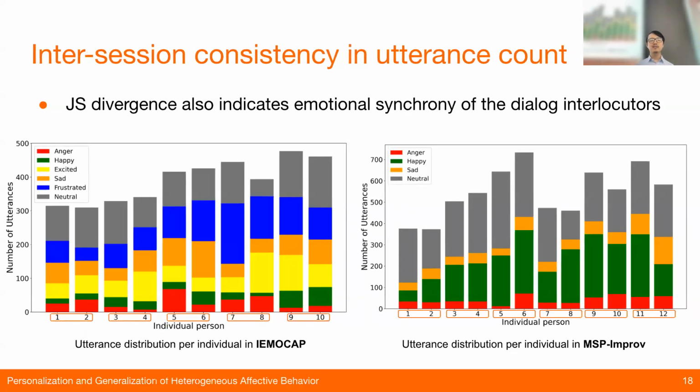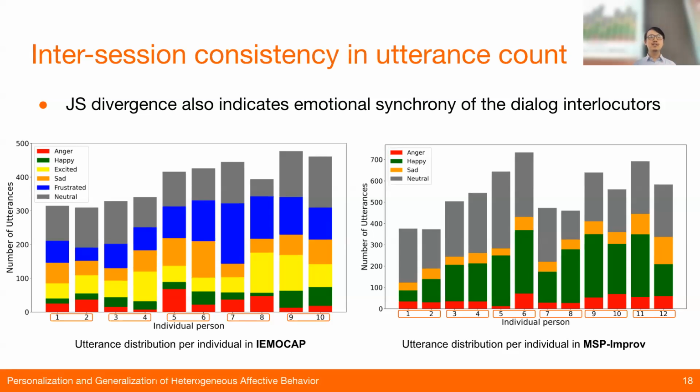Next, let's look into some of the results and observations in the case of heterogeneity. Here, the result shows the utterance distribution per individual for IEMOCAP and MSP-IMPROV. At the bottom, we can see the small boxes, and each consecutive pair represents a session within IEMOCAP and MSP-IMPROV. For example, the first pair belongs to session 1, the second pair belongs to session 2. They are the pairs which are interacting with each other and exchanging utterances with each other. Here we can see the utterance counts within the same session are somewhat consistent compared to those of the other sessions.